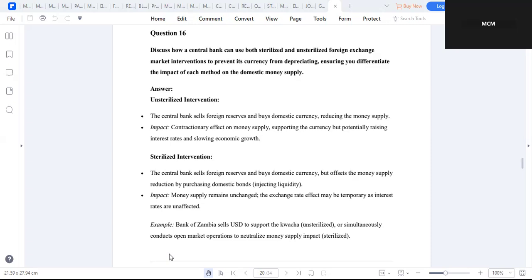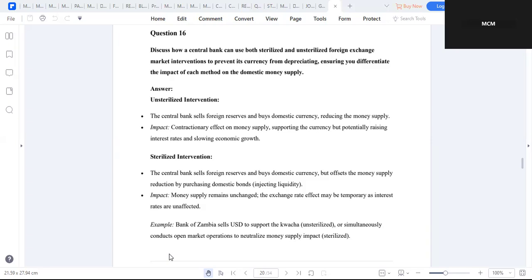So the difference basically between these two, sterilized and unsterilized, number one, on the effect of the money supply. The unsterilized will reduce liquidity, to tighten liquidity, whereas the sterilized will be neutral. This will actually be offset by buying of capital market instruments like the bonds. The other difference will be on the impact on domestic economy. If you're using the unsterilized intervention, it will cause a rise in interest rates and it will slow the growth. Whereas if you're using the sterilized interventions, there'll be minimal domestic impact.